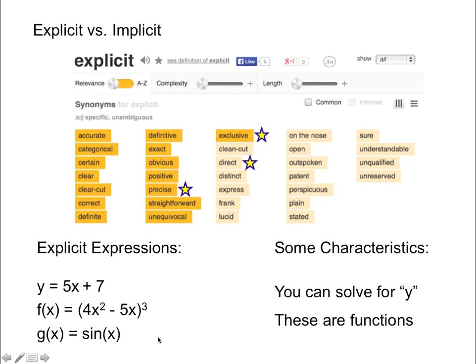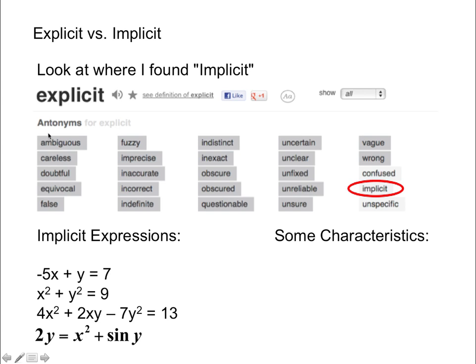Now that we've categorized what explicit expressions are, since implicit is an antonym, we can look at the antonym for explicit, or in other words, we're looking at implicit. Here it is. It's an antonym for that. Since it means the opposite, we have to take a look at these expressions. These are now implicit expressions. If you notice, this one can be easily solved for y, and in fact, this one can as well.